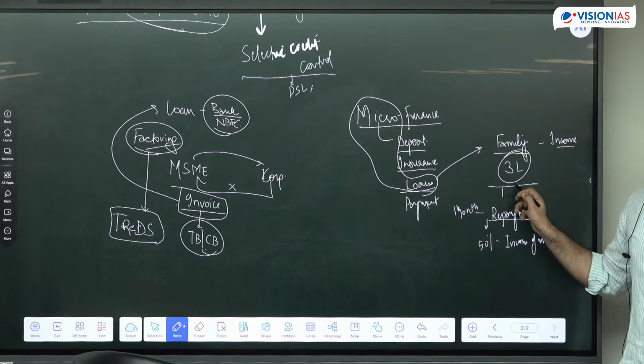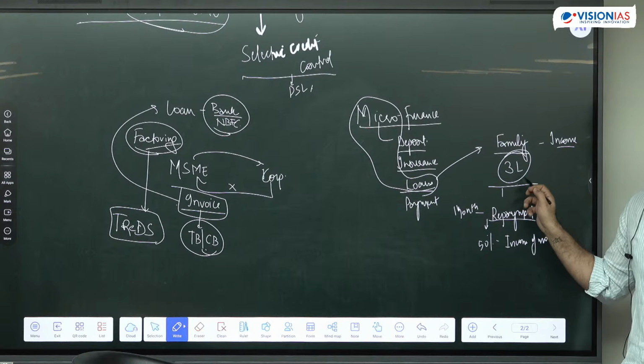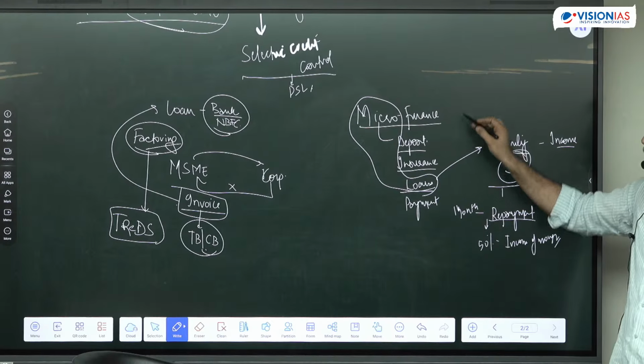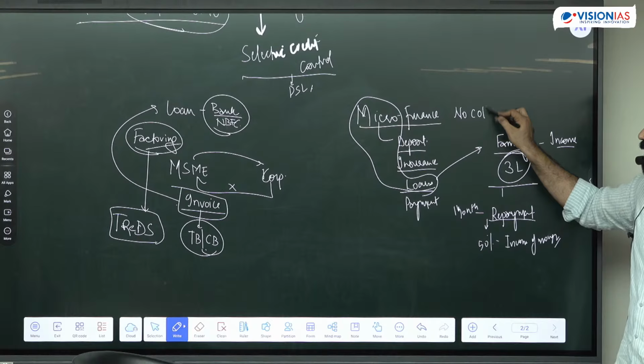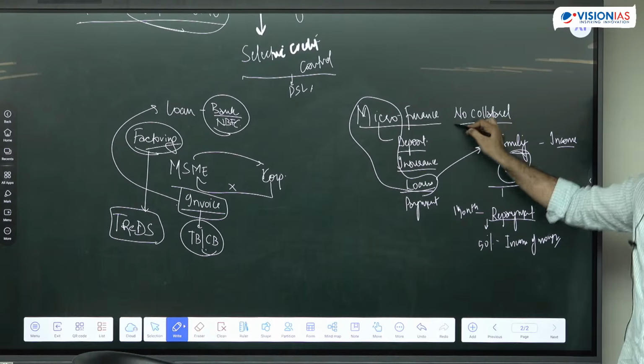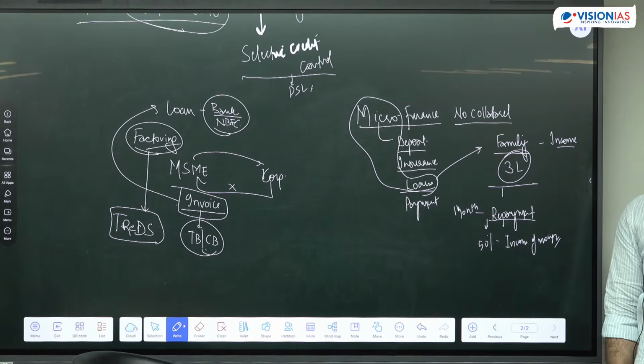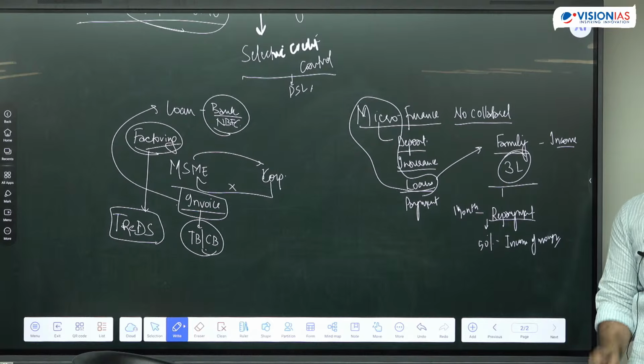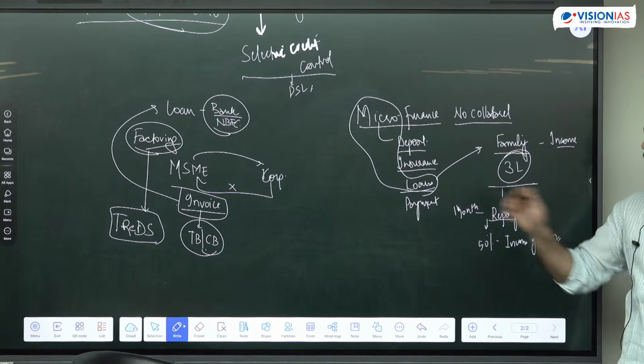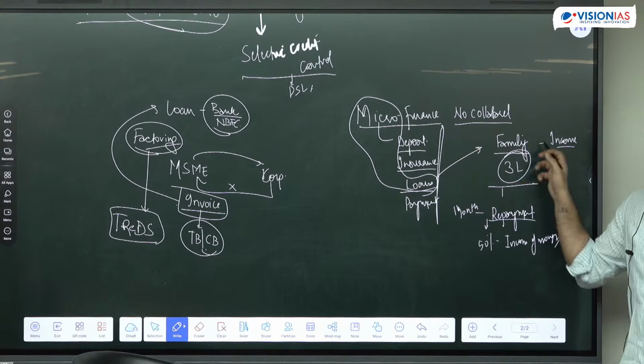But who will be given this loan? That is families having annual income of 3 lakh rupees. What is special about this loan? This loan has no collateral. You don't have to give any guarantee or security. These are small ticket loans. In order to provide these facilities, on loans there are restrictions.